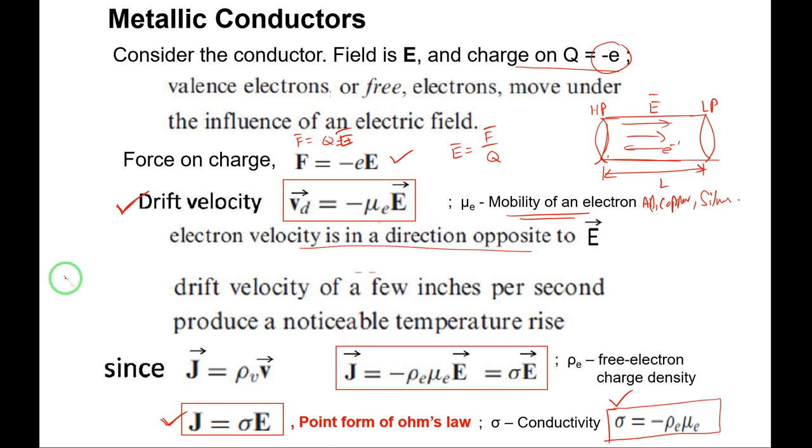So you are familiar with Ohm's law, V equal to IR. This is the usual or macroscopic form of Ohm's law. This you are familiar with, right? So here J equal to sigma E, and this we call the point form of Ohm's law.